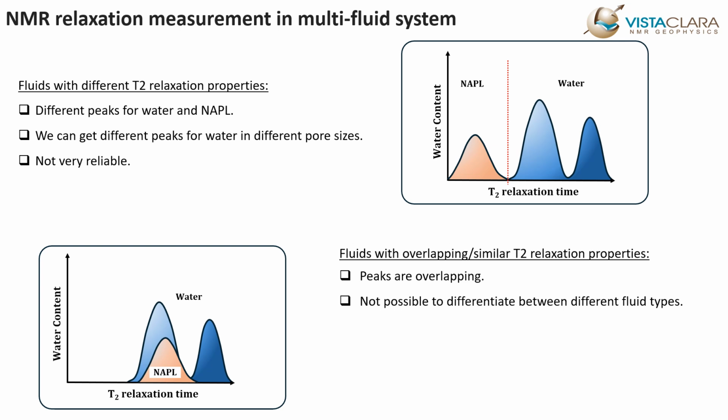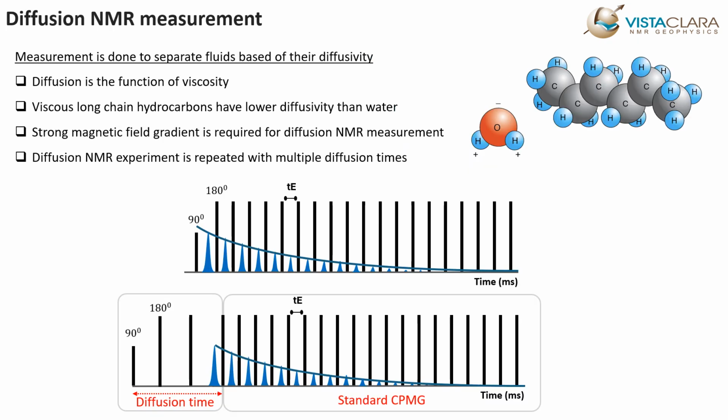So what can we do? How can we still differentiate between different types of fluids with NMR? In this case, we can use a different experiment, called diffusion NMR. This is a very common experiment which is done to separate fluids based on their diffusivity. And as all of us know, diffusivity is a function of viscosity. So very long, viscous hydrocarbon chains found in crude oil will have very slow diffusivity compared to water.